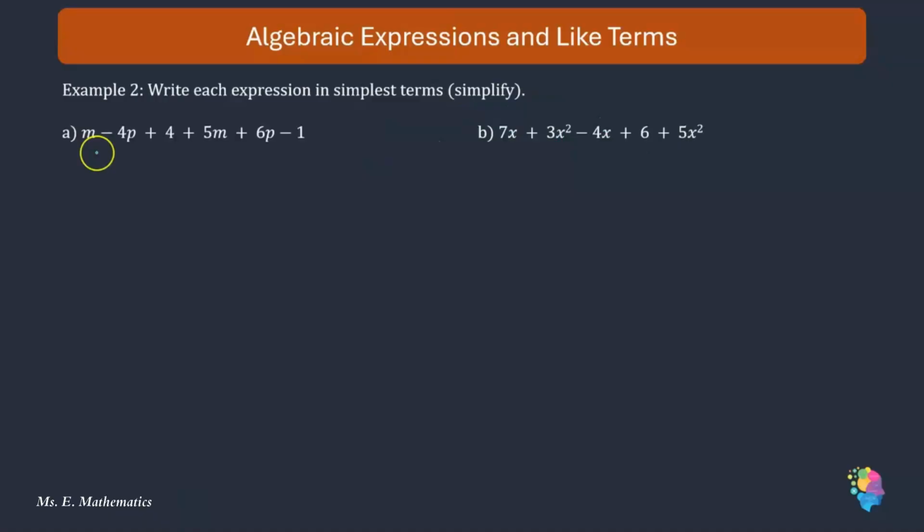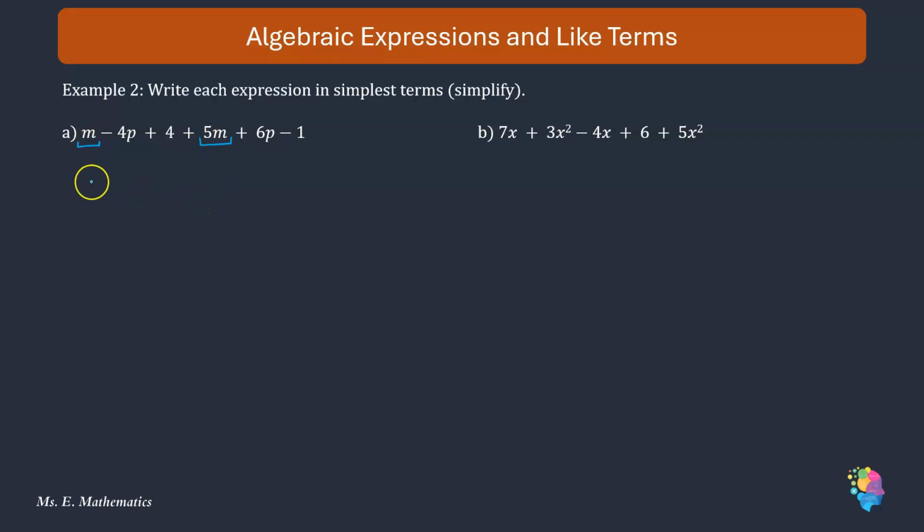Example 2 reads, write each expression in simplest terms. This means to simplify. So in 2a, moving from left to right, we notice that the first term is an m. It doesn't have an exponent, so we're going to look for another term that also has an m without the exponent. So this one, 5m, is a like term. So let's add them up.